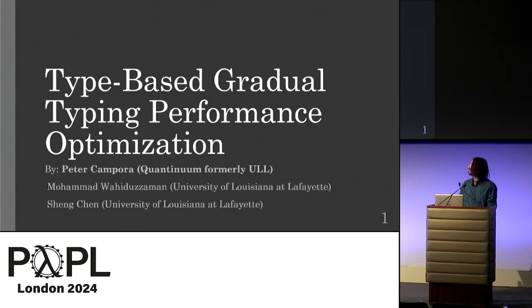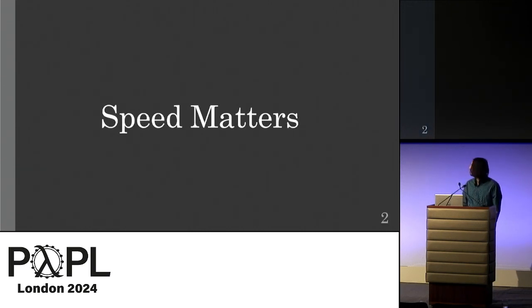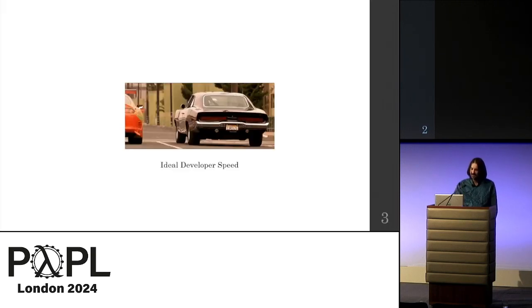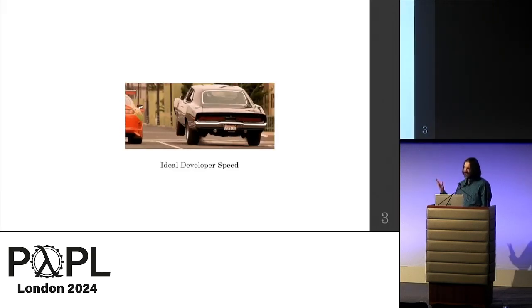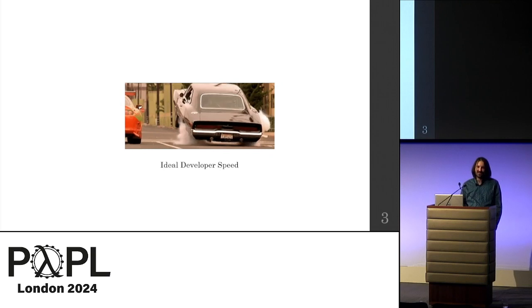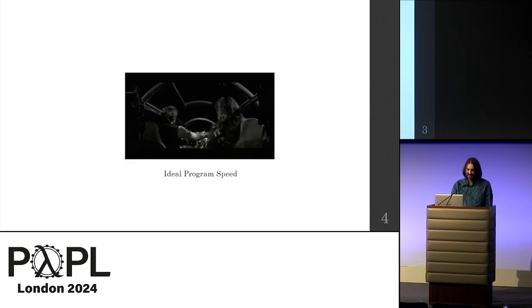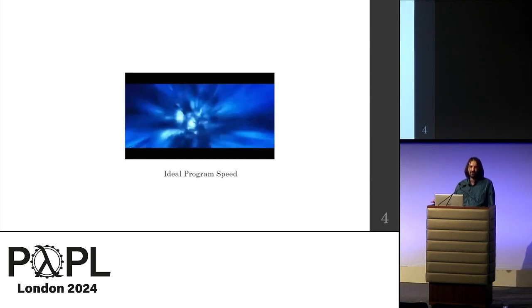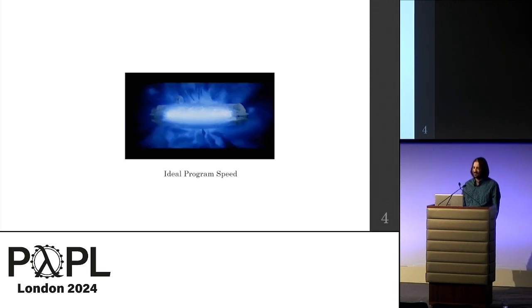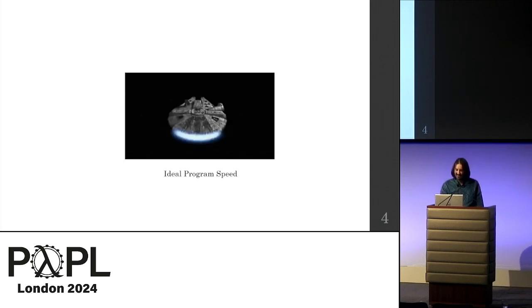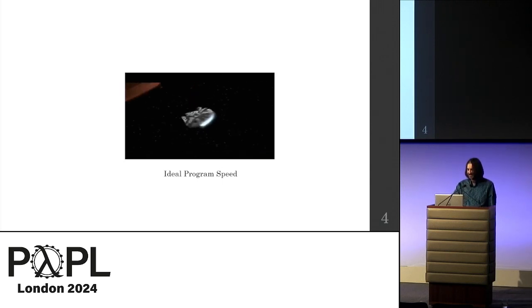Okay, so talking about optimizing gradually typed programs. First note, speed matters, both developer speed. People want to go fast. They want to develop their applications as quickly as possible. They don't want to be slowed down unnecessarily. And secondly, they also want fast programs. Nobody wants a slow program for anything unless you're doing something kind of obscure. Ideally, the faster the better, as long as it's easy to develop.